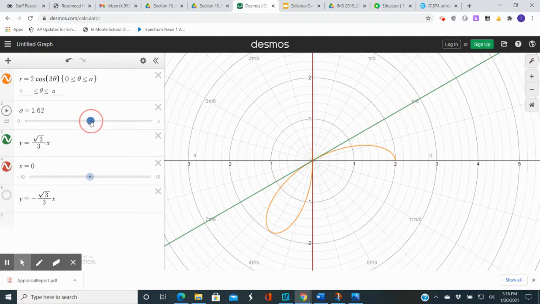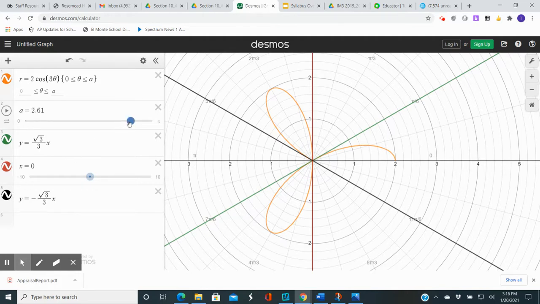And then I keep going, and when theta is greater than pi over 2, r becomes positive once again. So I have points on the terminal sides of my angles. And as theta approaches 5 pi over 6, this is what we're seeing. And when we get to the pole, theta is equal to 5 pi over 6. So here is my third tangent line. Theta is equal to 5 pi over 6.